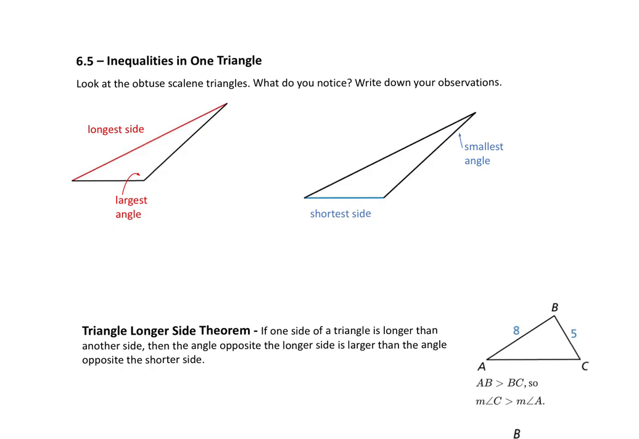So if I know one, I know the other. The other thing that would be true: if I tell you that this is the smallest angle, the side across from it would be the shortest side in that triangle. The same could be said for the medium side. The medium angle and the medium side would be across from one another as well.